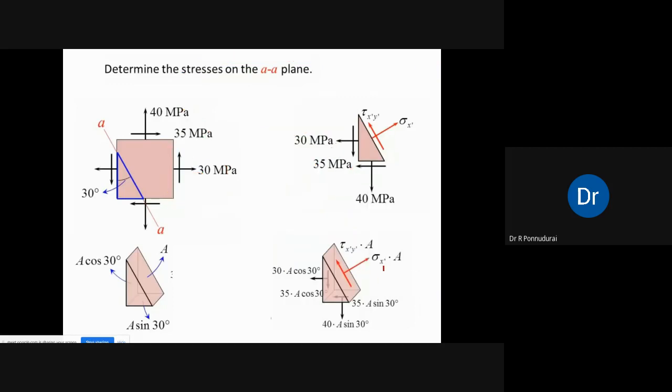Okay. Now we want to find how all these stresses vary: sigma x dash, tau x dash y dash. Once we know that variation, because that is our topic, what type of stress acts on the inclined plane: sigma x dash, tau x dash y dash.